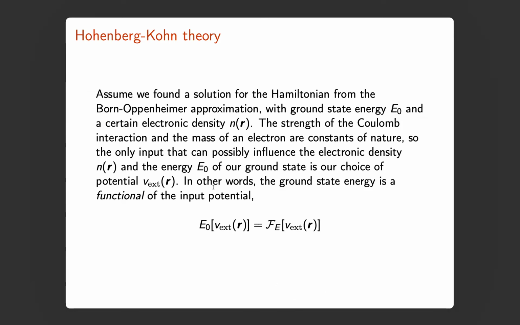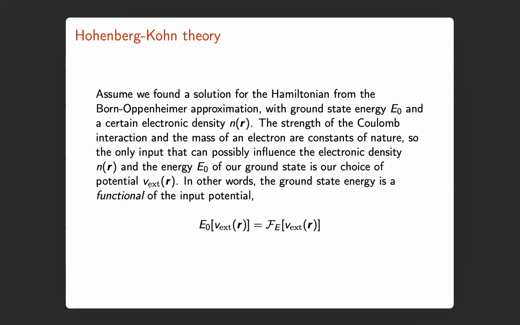So we assume now that you find a solution for the Hamiltonian, where we have used the Born-Oppenheimer approximation, which means that we have taken out the interaction between the atomic nuclei. That means that we have only electronic degrees of freedom. That's the Born-Oppenheimer approximation. And we found a ground state, and then we have a certain electron density, n of r. And then the strength of the Coulomb interaction and the mass of an electron are constants of nature. So the only input that can possibly influence the electronic density and the energy of a ground state is the choice of external potential.